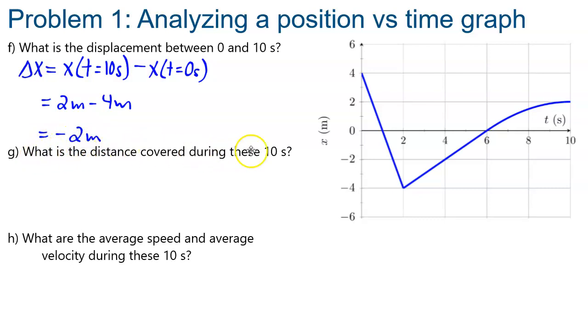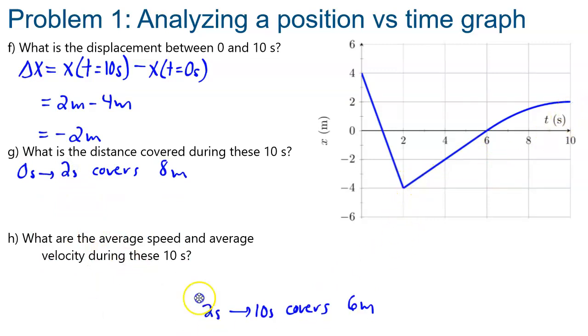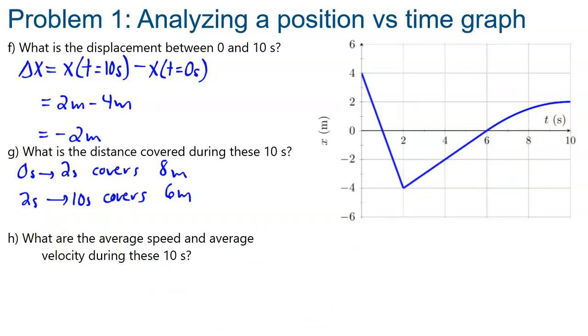To find the distance covered during the 10 seconds, it's a little bit more complex, because distance, remember, adds everything, it never decreases. So it first goes from 4 to minus 4. So this means that the distance covered will be 8 meters. So from 0 to 2 seconds, we'll have a distance covered of 8 meters. And then from 2 seconds to 10 seconds, we have an additional 6 meters covered. So this means that the distance between 0 and 10 seconds will be equal to 8 meters plus 6 meters, or if you prefer, 14 meters.